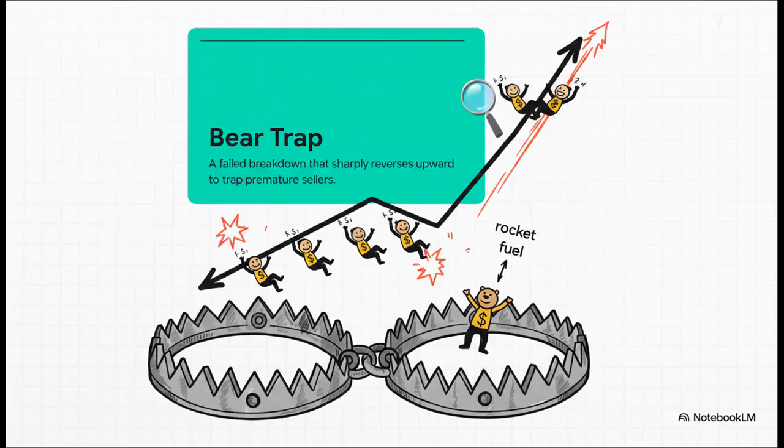And conversely, a bear trap does the exact same thing, but in reverse. It completely swallows the capital of folks who excitedly tried to chase a breakdown. Picture a double top, where the price breaks below the neckline support. Retail traders rush to sell or short the market, totally convinced the thing is going to zero, right? But suddenly, the price violently reverses upward, trapping all those premature sellers in losing positions. And as they panic and are forced to buy back to cover those massive losses, well, that acts as pure rocket fuel for the upward move.